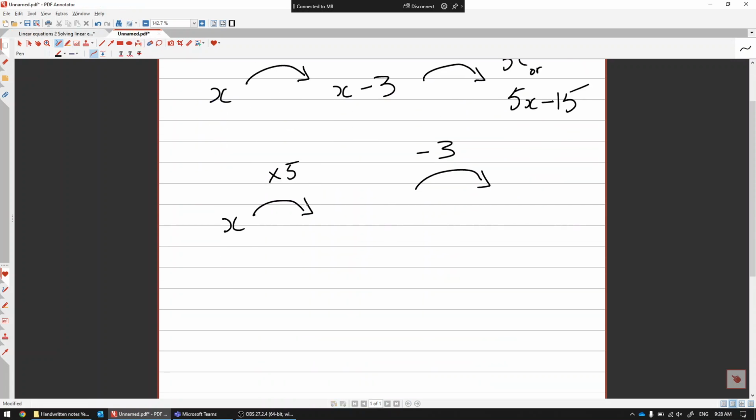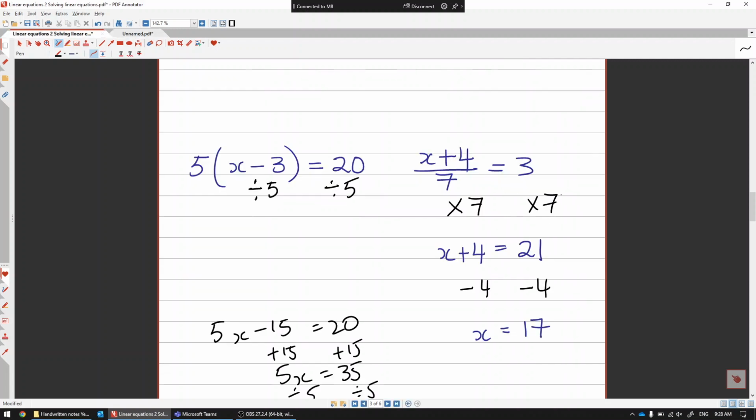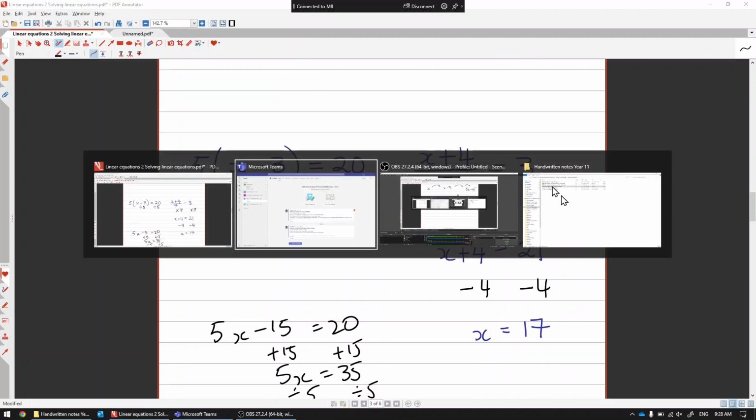imagine I multiplied by 5 first. What will be the expression that I get this time? 5x. And then take away 3. No, I want... it's Control Tab here. Alt Tab is to a different application.